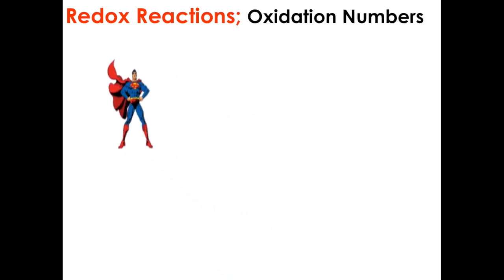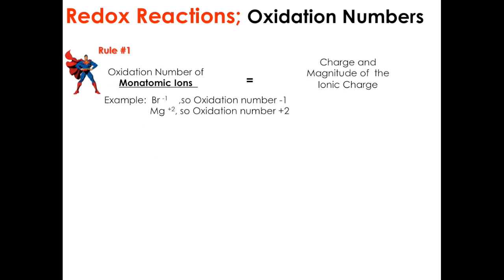Now, how do we get to specify an oxidation number? Let's follow these rules. Rule number 1. The oxidation number of monatomic ions is equal to the magnitude and sign of the ionic charge. For example, bromide, that is -1, the oxidation number will be -1.